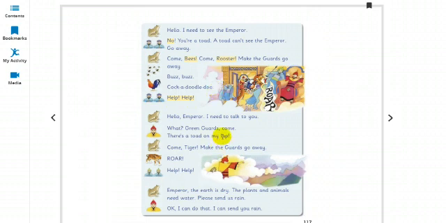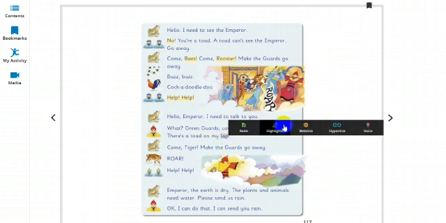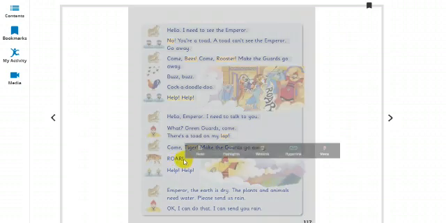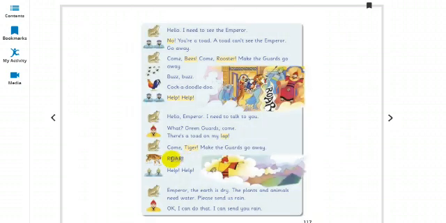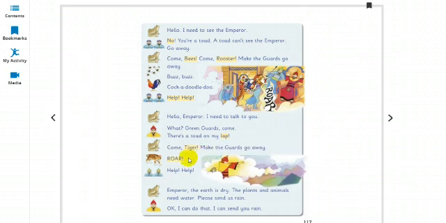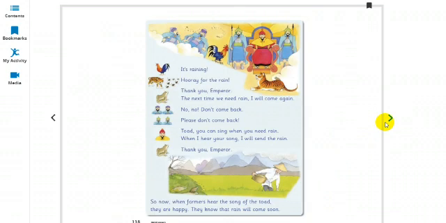Then here there is a line which has an exclamation mark. Tiger, roar. Roar is the sound where the tiger tries to scare the guards. And here you can see the exclamation. Here again there is an exclamation mark. Then we'll move on to the next page.